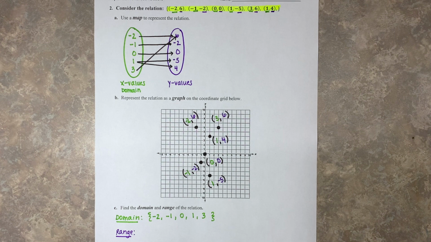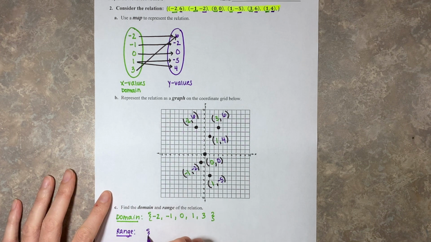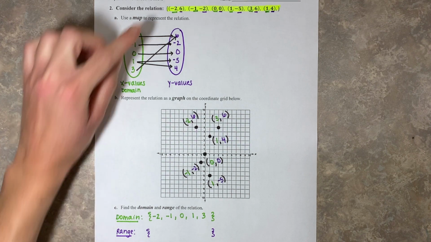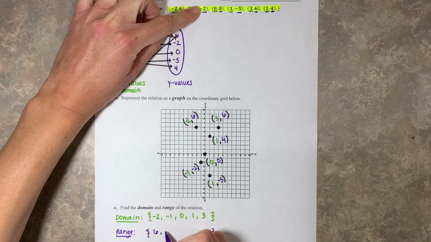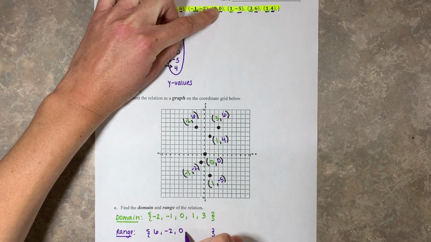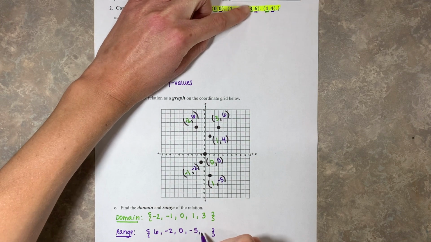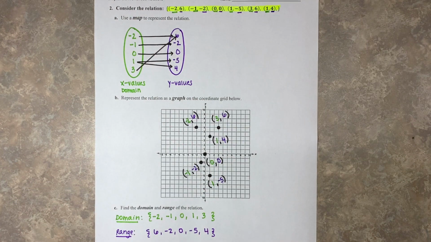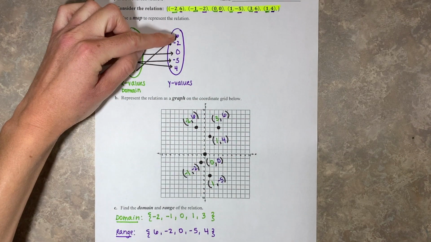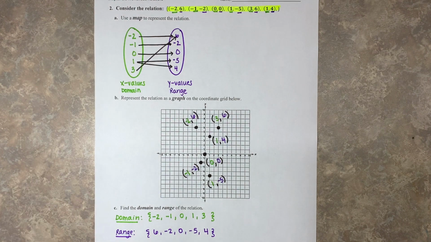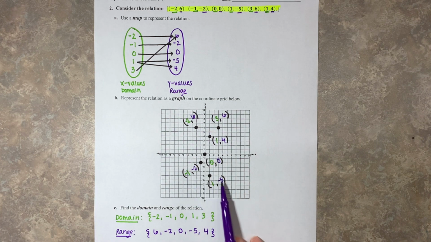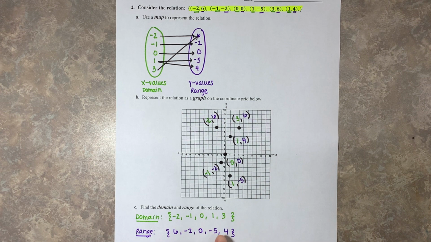Next, let's write the range, again using the roster method. So we'll draw our curly brackets, and then for the range we list the y values and separate them with a comma. So the y values would be 6, -2, 0, -5. We've already listed 6, so we don't repeat it, and 4. We could also have obtained the range by looking at our map and listing these y values here. And we could also have obtained the range by looking at the y-coordinate of each ordered pair on our graph. And again, for the domain or the range, the order that you list the numbers does not matter.